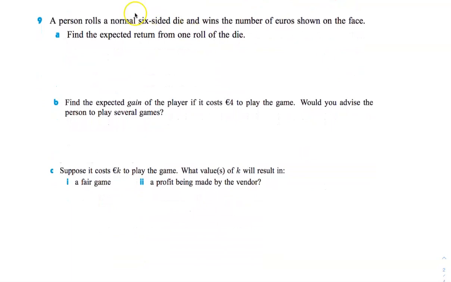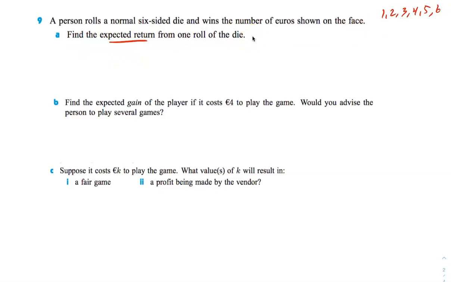A person rolls a normal 6-sided die and wins the number of euros shown on the face. Sorry, I can read sometimes. All I mean here is if you're throwing a 6-sided die, 1, 2, 3, 4, 5, 6, if you get a 1, you get 1 euro. If you roll a 2, you get 2 euros. You roll a 3, you get 3 euros, and so on. Find the expected return of one roll of the die.